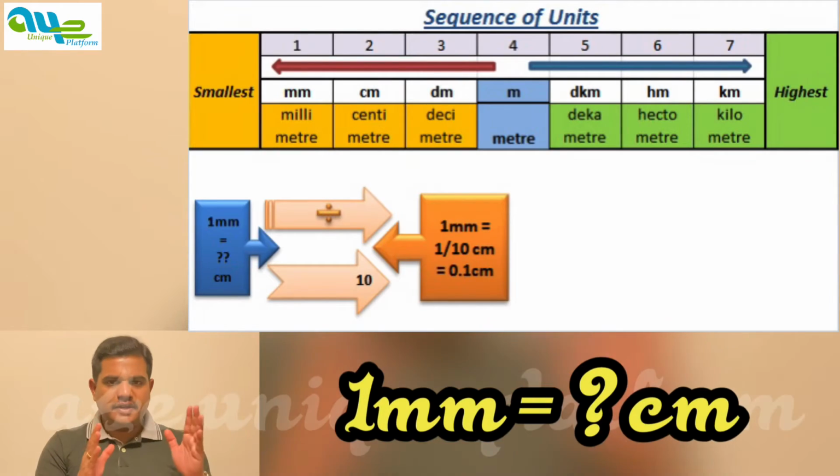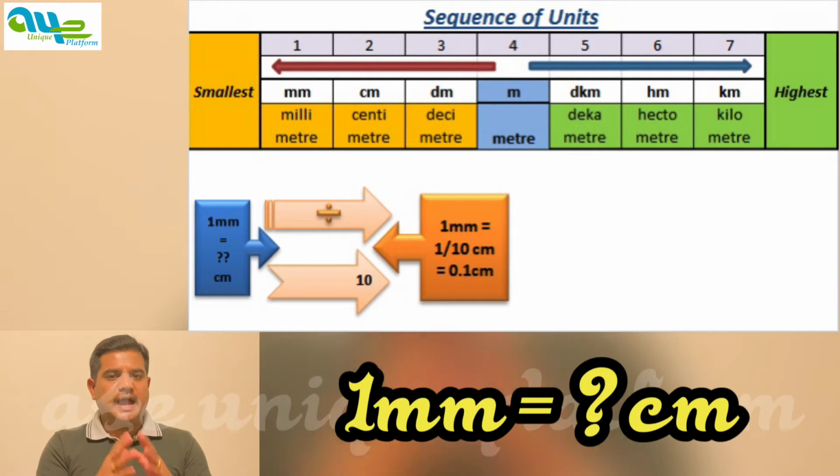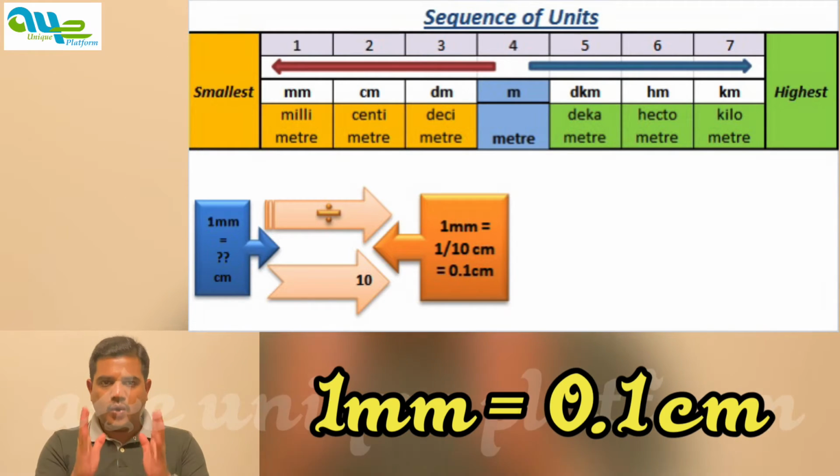We can apply these two simple logics to derive the units with an example for better understanding. First, 1 millimeter equal to how many centimeters? Millimeter is the smallest unit, centimeter is the higher unit. So the first logic is from smallest to highest we need to divide. Millimeter is in the first position, centimeter is in the second position, so we need to use 1 zero. So the answer for 1 millimeter equal to how many centimeters is 1 divided by 10, that is 0.1 centimeter.